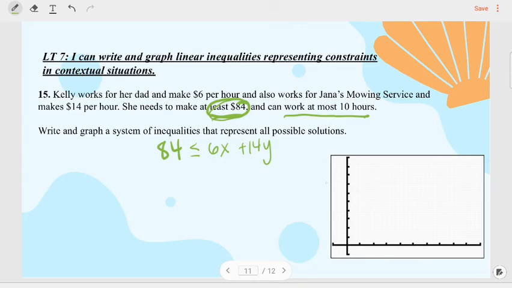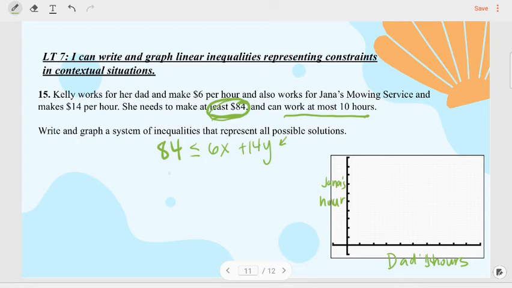So the first thing I'm going to do on my graph, this is Jana's hours. Okay, because Y stood for how many hours I worked for Jana, and these are Dad's hours. Let's write our second inequality, because this is a system.